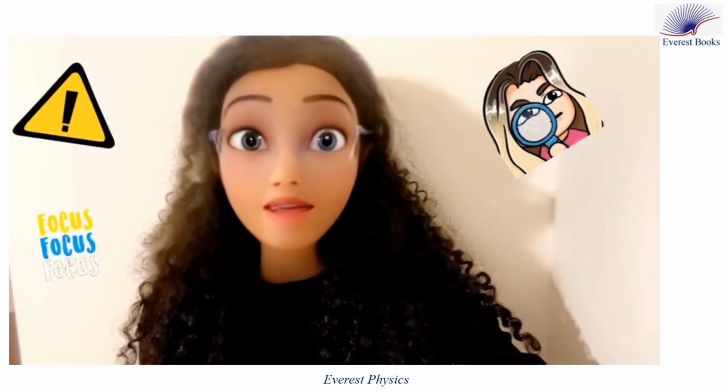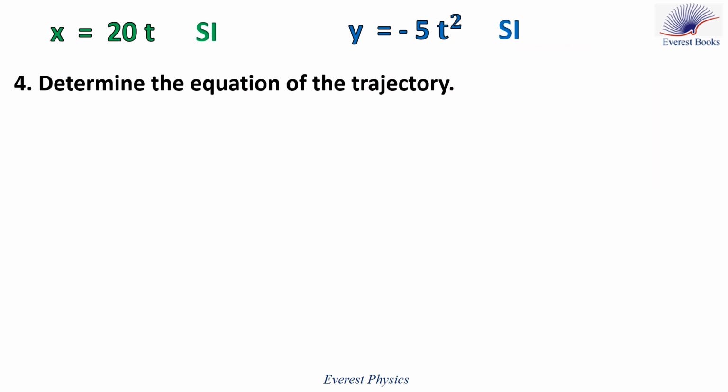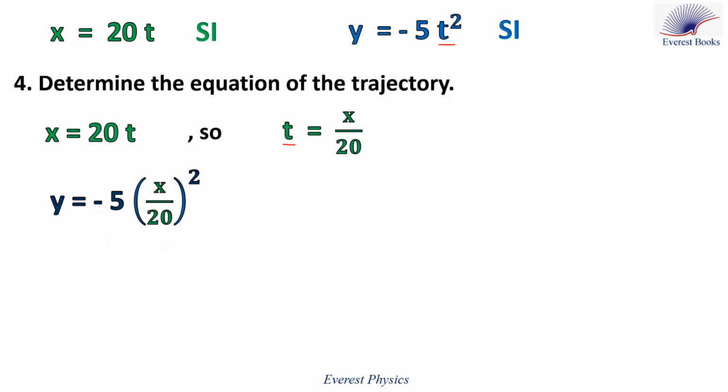Focus, please. This is important. Number 4. Determine the equation of the trajectory. As you know, the equation of the trajectory is a relation between y and x independent of the time t. x equals 20t, then t equals x over 20. So replace t by x over 20 in the expression of y. We get a relation between y and x independent of the time t. So y becomes minus 1 over 80 times x squared in SI units.